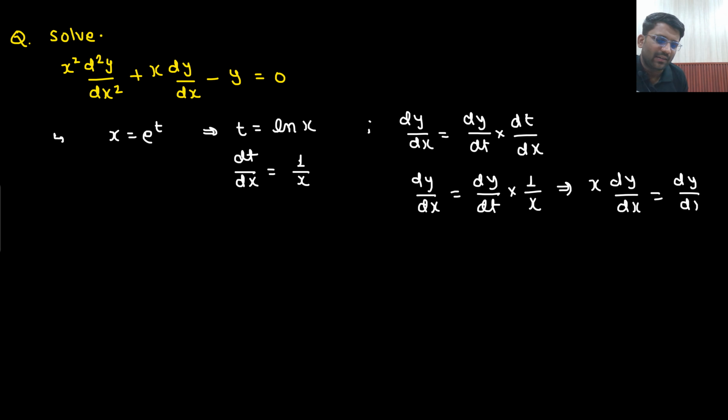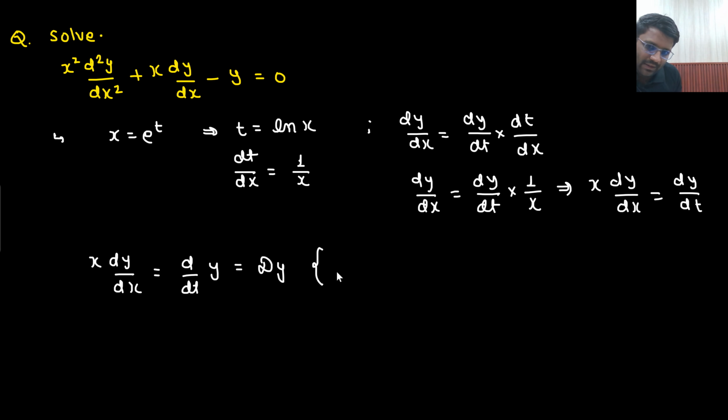Sir, this guy who was creating the problem, x dy by dx. You listen to it, you see it very carefully. x dy by dx is coming out to be d by dt of y. Can I write this as D of y, where my D is d by dt?